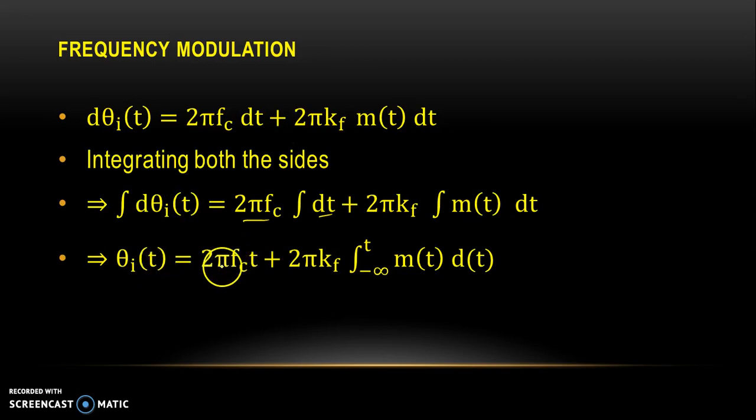So it is equal to 2πfc into t plus 2πkf into the integral of m(t) dt, and this m(t) will be integrated from minus infinity to t. That is the complete time period up to the instant I am talking about. So at that point of time, whatever the value of m(t), it will be integrated over the period of minus infinity to t. So what we are basically getting is the instantaneous angle.